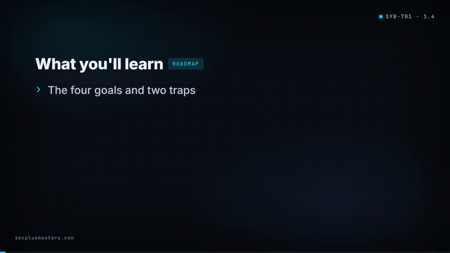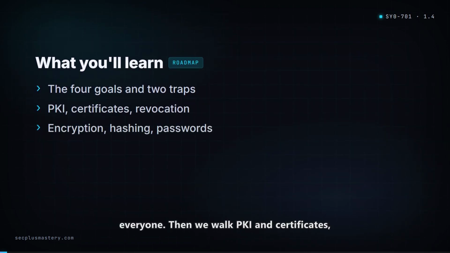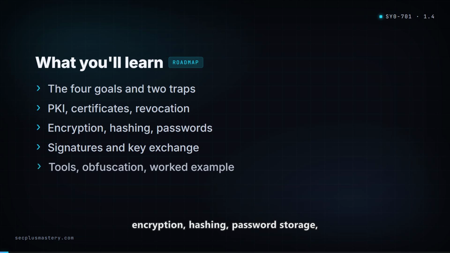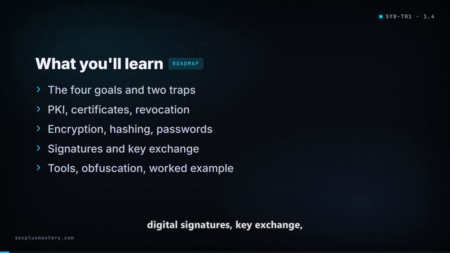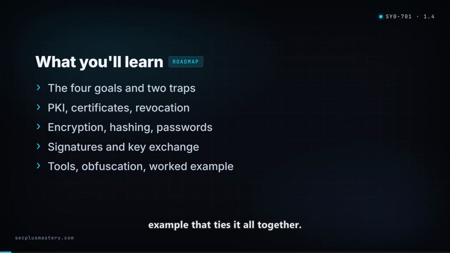Here is the plan. We start with the 4 goals of crypto and the 2 traps that catch everyone. Then we walk PKI and certificates, encryption, hashing, password storage, digital signatures, key exchange, and hardware that protects keys. We finish with obfuscation and one worked example that ties it all together.